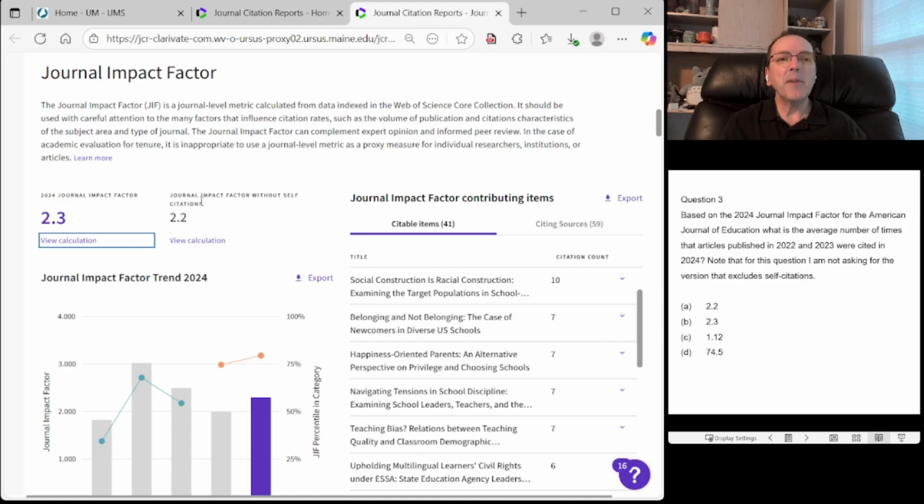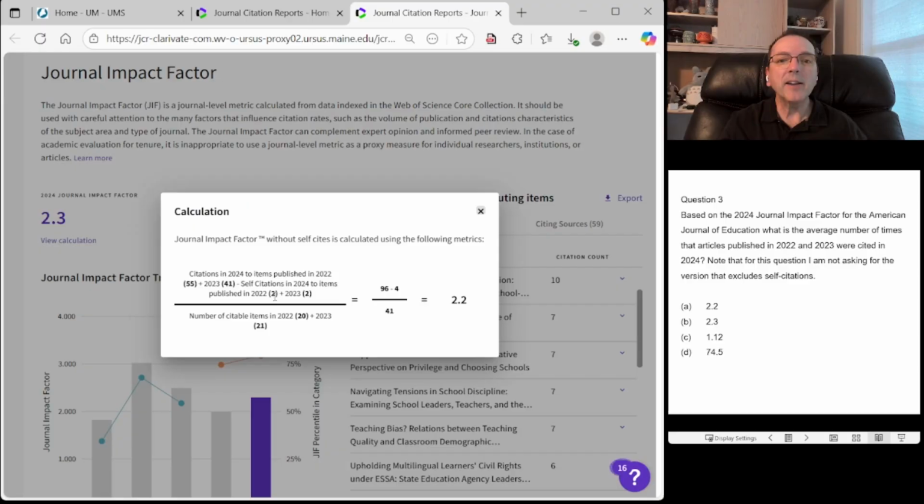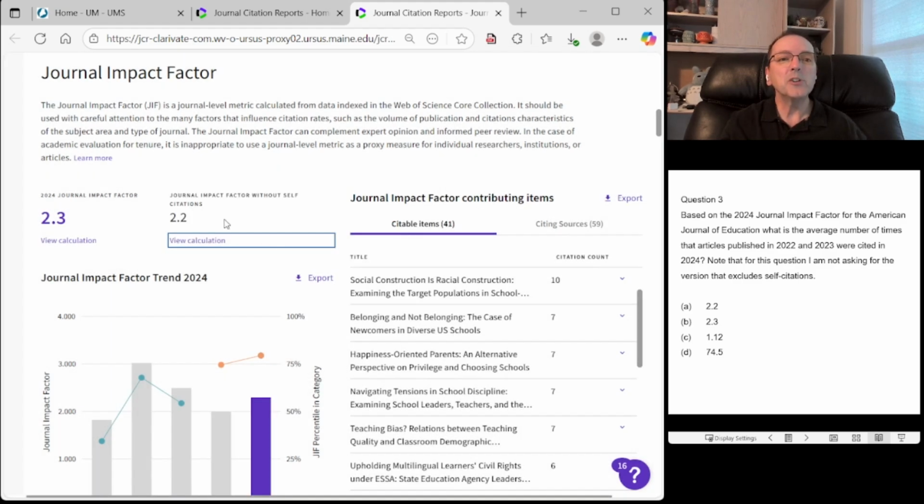So what the impact factor without self-citations does is take out all the citations for that journal. So this would subtract all the citations in 2024 that are in the American Journal of Education for articles from the American Journal of Education. In fact, you can look at it and see where they subtracted 4 of those 96 that were published. 4 of them were actually in the American Journal of Education again. So it subtracts those and gets to 2.2, just a little bit smaller.